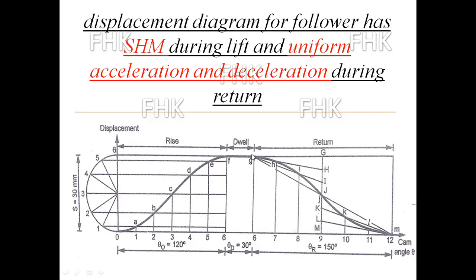Okay, so all these points small g, h, i, j, k, l, and m I will join by a smooth curve. So this is the procedure to draw the displacement curve when the follower has uniform acceleration and retardation.